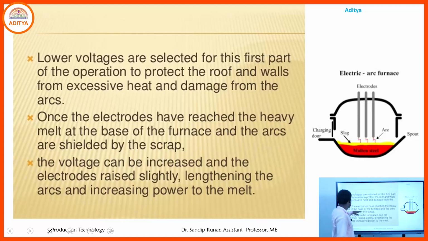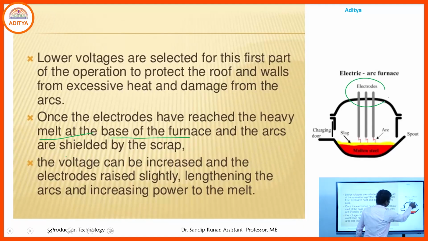Once the electrodes have reached the heavy melt at the base of the furnace, the arcs are shielded by the scrap. At that time the voltage can also be increased and the electrodes raised slightly. A clamping mechanism is there, and using that clamping mechanism we lift the electrodes slightly, lengthening the arcs. Arcs will be generated between the electrodes and scrap, and power will be increased to melt the scrap easily throughout the furnace.